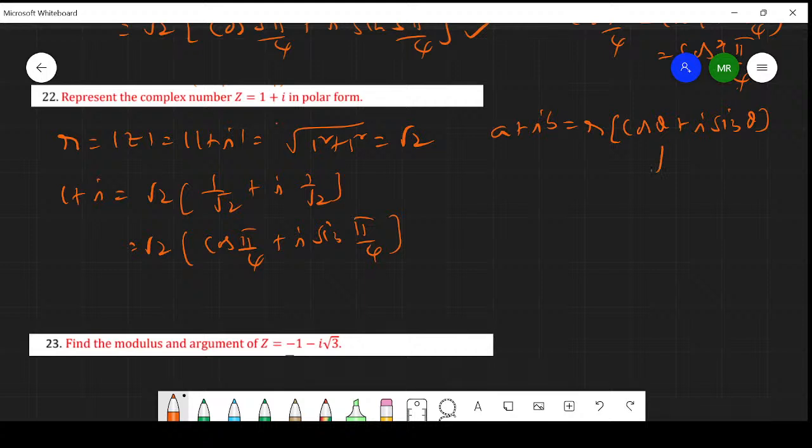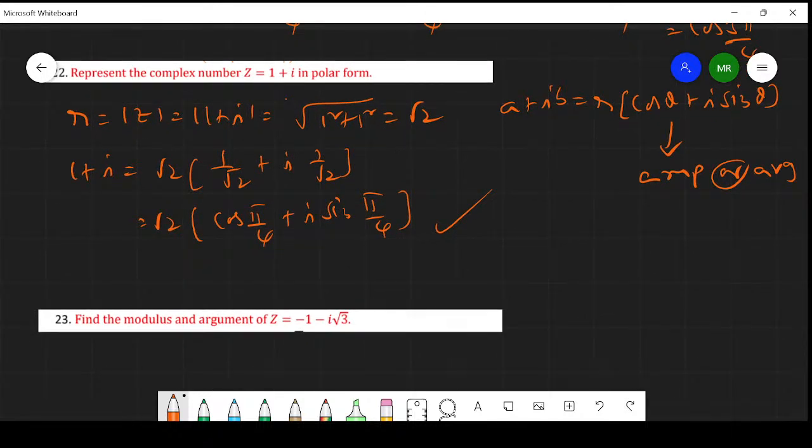This theta is called amplitude, AMP, or they may say argument, ARG. Both are the same. Don't get confused. Theta is called amplitude or argument. They may use that word. This is the polar form of the complex number. Pi by 4 is called the amplitude or argument. Root 2 is called the modulus of the complex number. I hope you understood this.